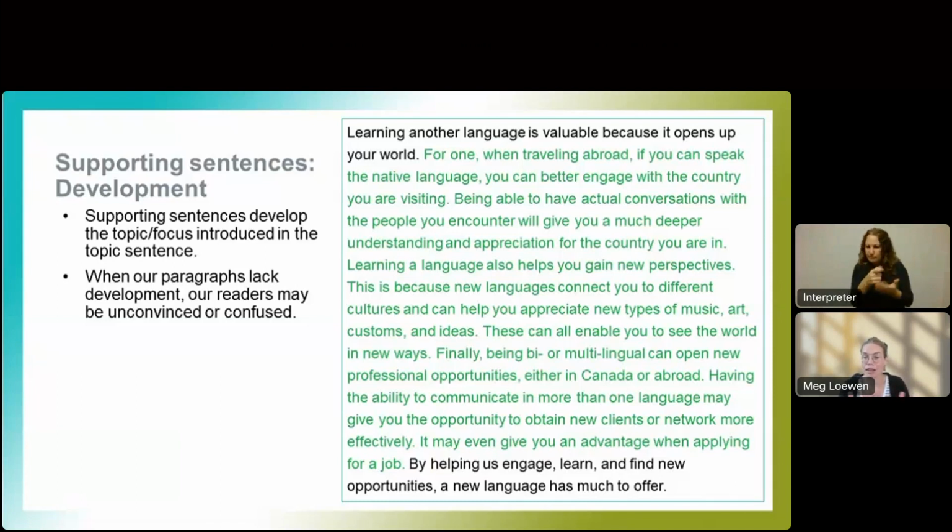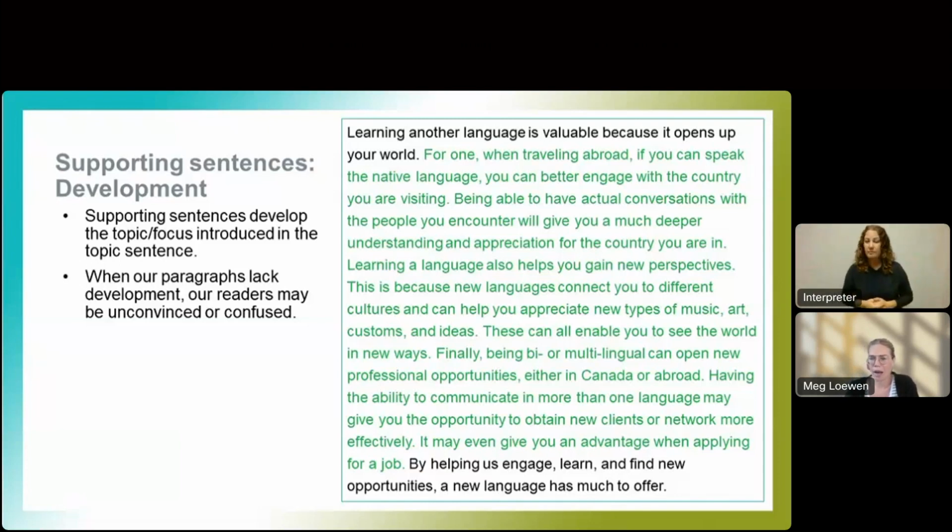So in this case, my claim is that learning another language opens up new worlds. Well, now I have to support that. And that's what my supporting sentences are for. If I provide very good supporting sentences, my reader will be more convinced that I'm correct.